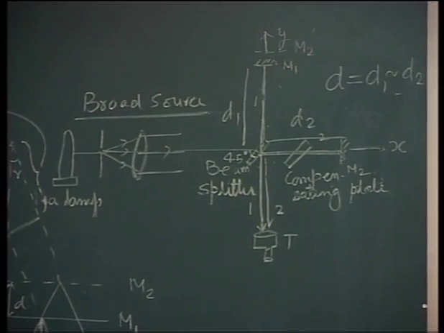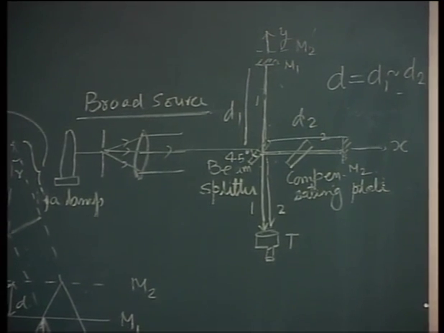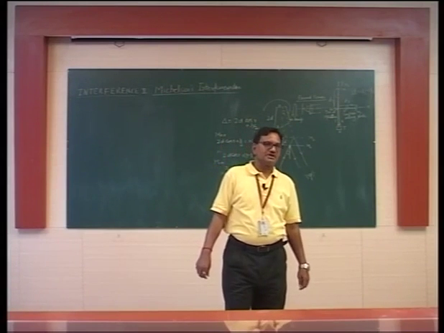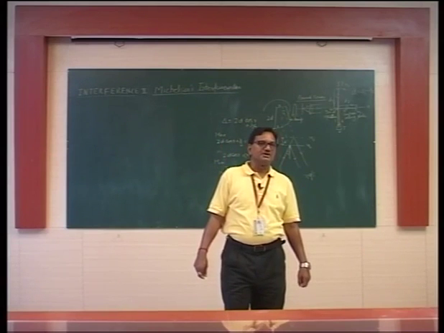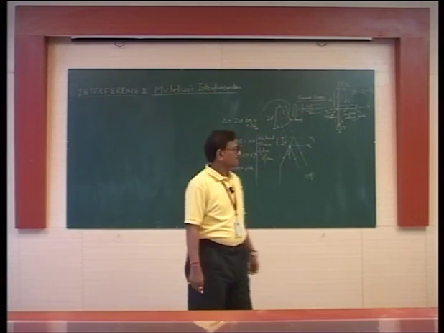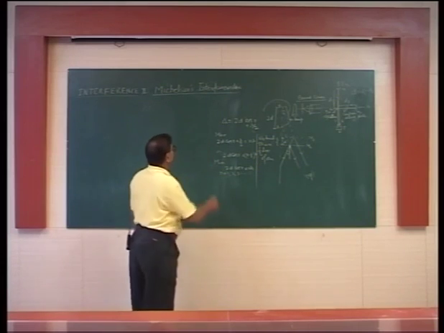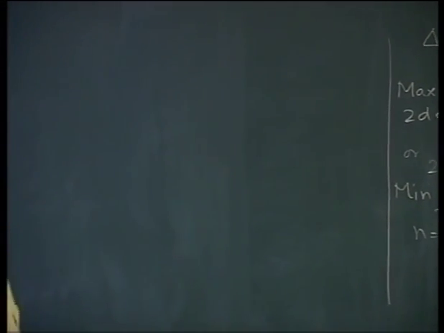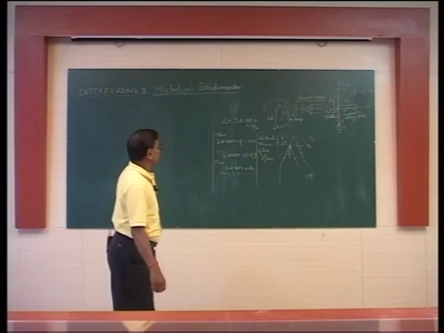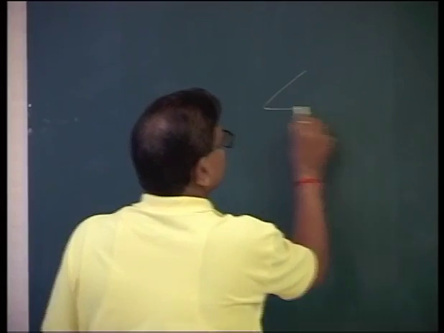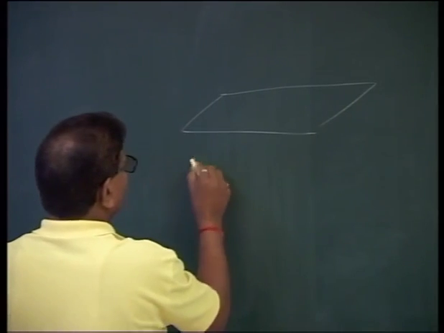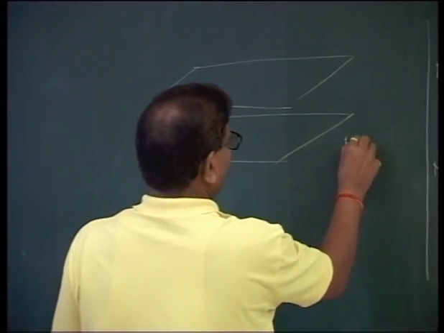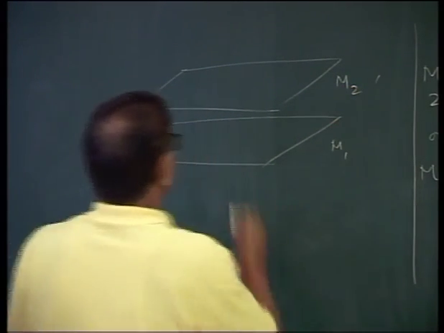This compensating plate is not a must while observing interference with monochromatic light, but it is a must if we want to observe interference with white light. Obviously, let us see how we get the fringes and what type of fringes we shall have. So let us consider these two mirrors here, mirror and image of the mirror, namely M1 and M2 dash.